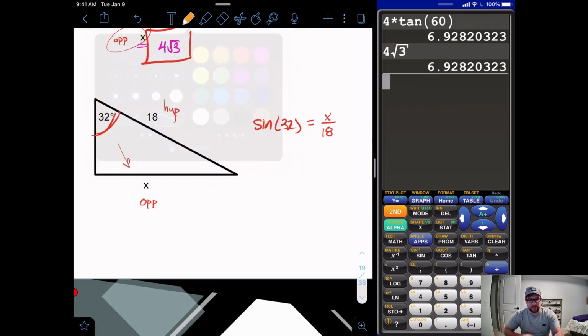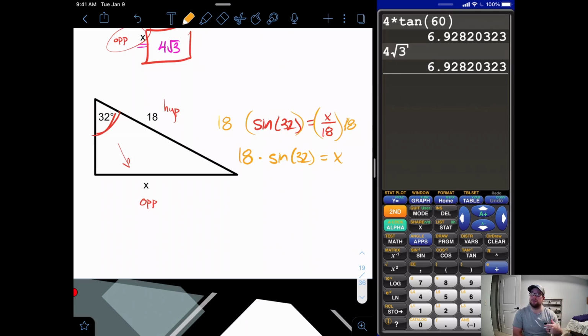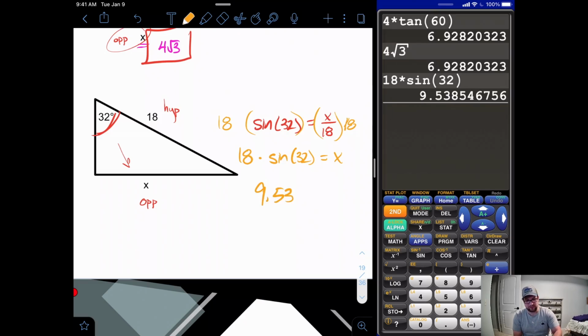Now, in this situation, to get x alone, we're going to start by multiplying both sides by 18. So I'm going to get 18 times the sine of 32 is equal to x. We don't need to do any additional work here because x is already alone, so 18 times the sine of 32 degrees is equal to 9.53, or let's just call it 9.54 when we round up there.